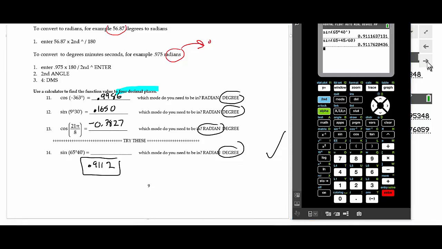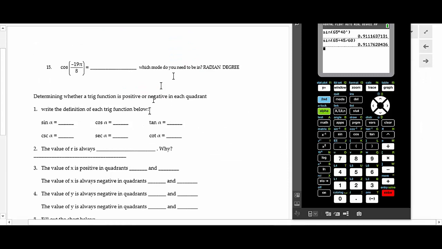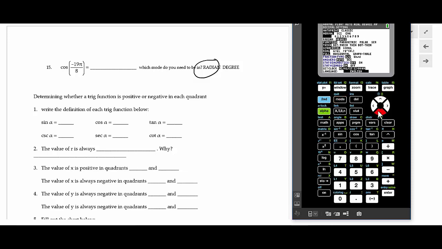Okay, next page. Okay, this one needs to be in radian mode. So the way I'm going to do this is just take my calculator, change it to radian mode, and put that in like that. So I'm going to put in cosine, the cosine button. I'm going to put negative. Be sure you use the negative button instead of the subtraction. Use the pi key, and then divide by 8. And then we'll round that off.